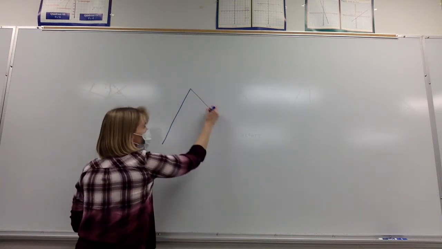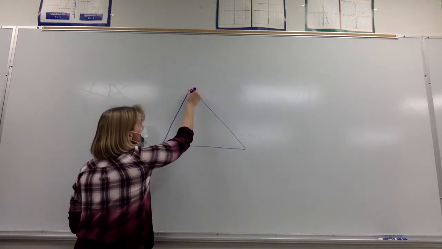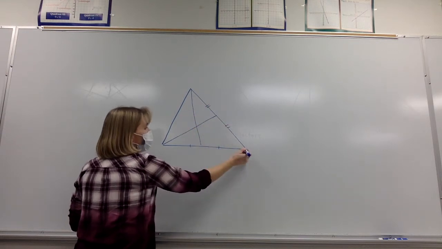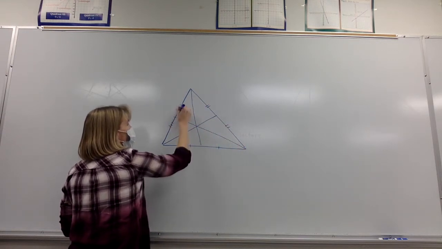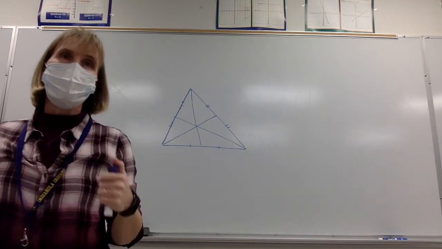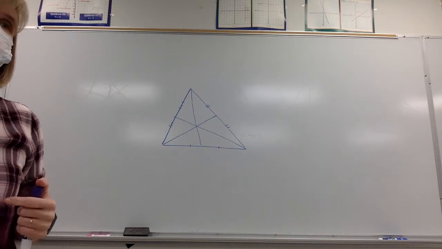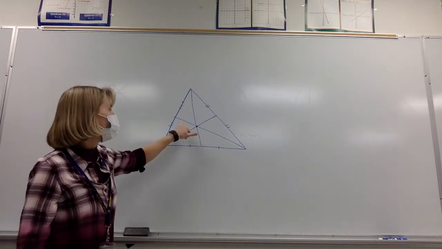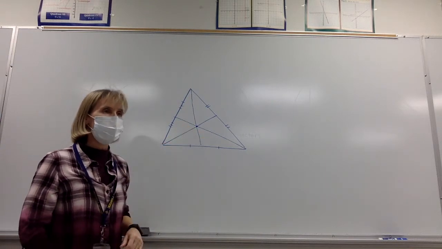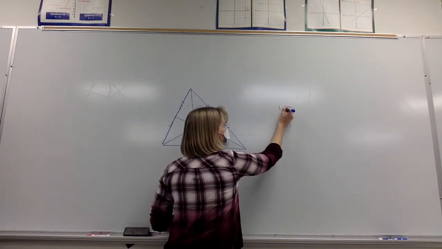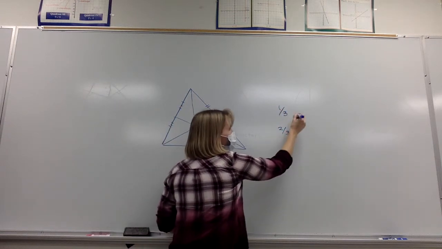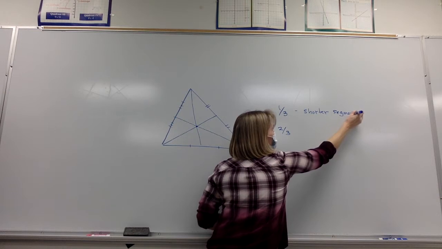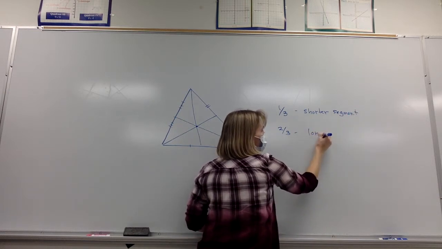What you're going to work on today is a little more with the median. You're going to take a drawing like this and fill in what the pieces are, what the different distances are. Now this is the centroid again, and these are not going to be equal lengths on either side of the centroid. It's a 1/3, 2/3 relationship. 1/3 is the shorter segment, and 2/3 is the longer segment.